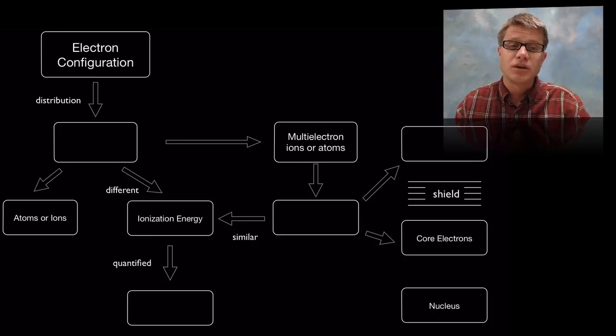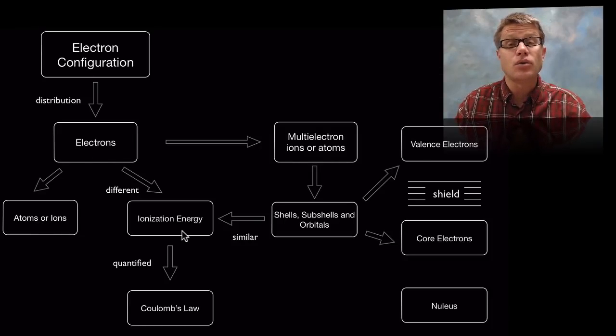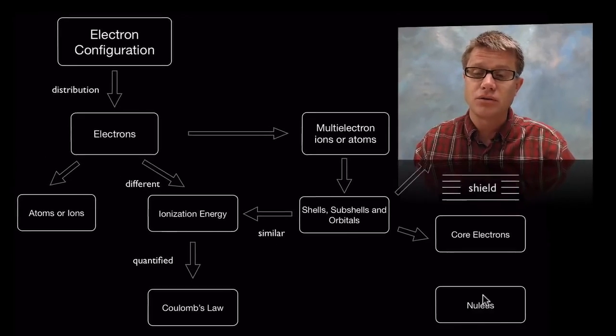So what did we learn? We learned that electron configuration is the distribution of what? Again, could you pause the video and figure out what's in the blanks? Distribution of electrons in atoms or ions. They each have different ionization energy. We could quantify that through Coulomb's law. Remember, most atoms are going to have multiple electrons, and those are organized in subshells. And then this property is important as well. Those inner or core electrons are going to shield the valence or outside electrons from the power of the nucleus.